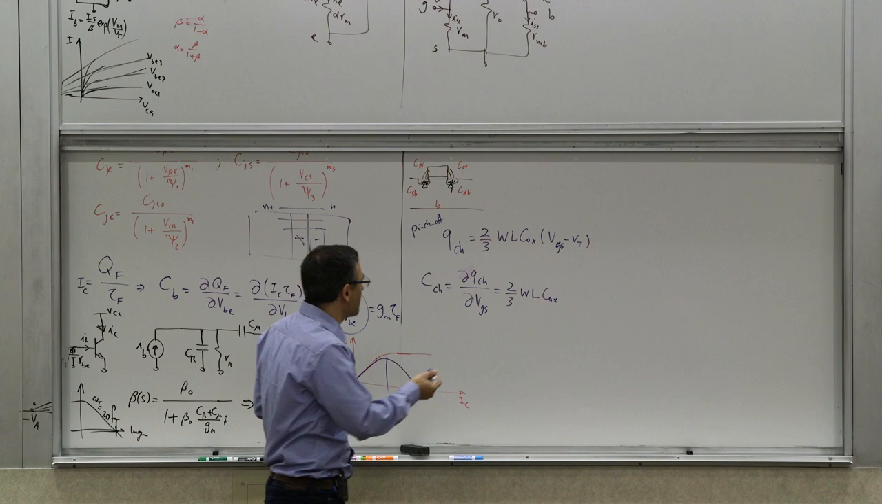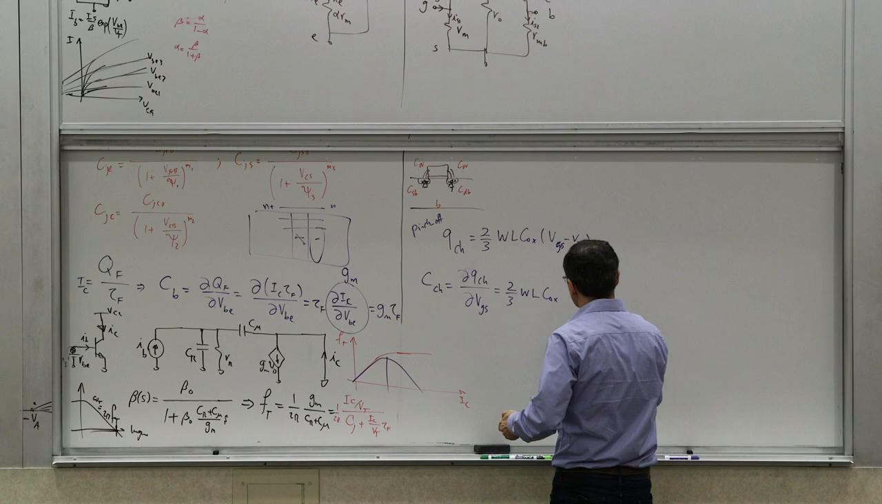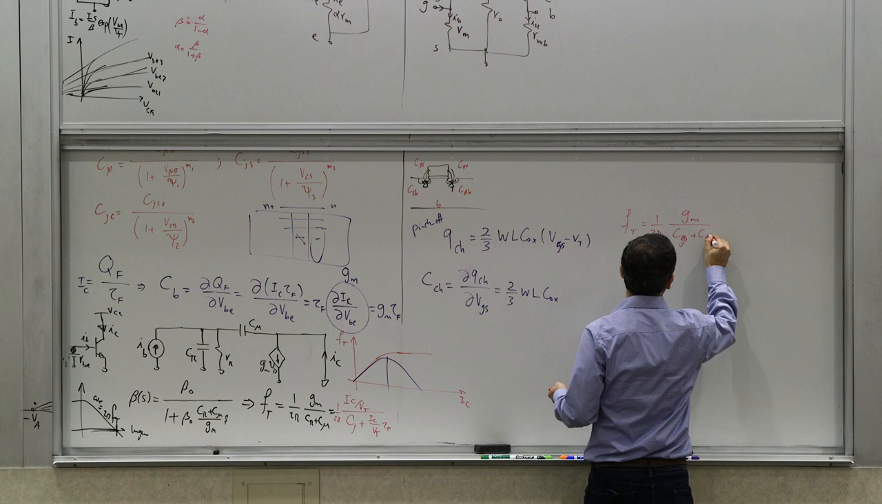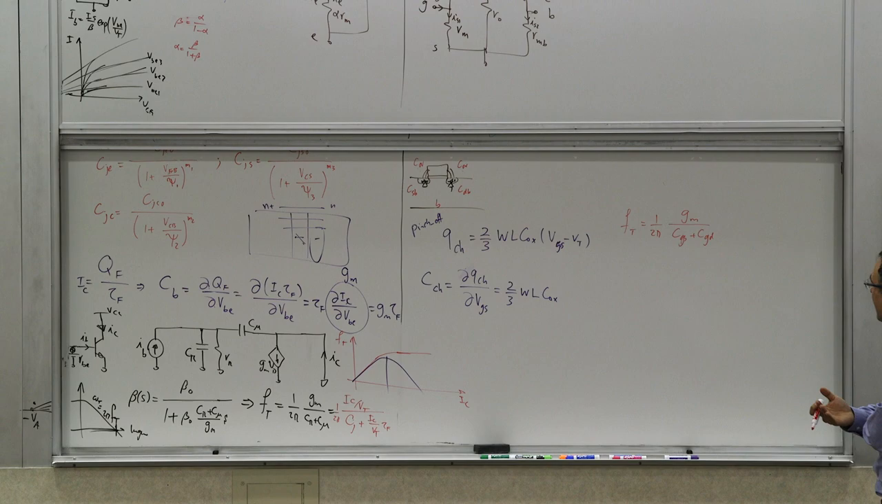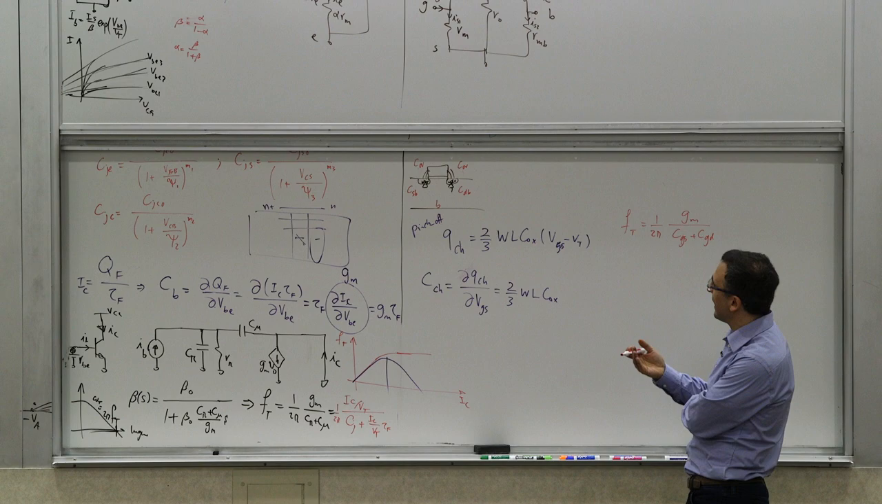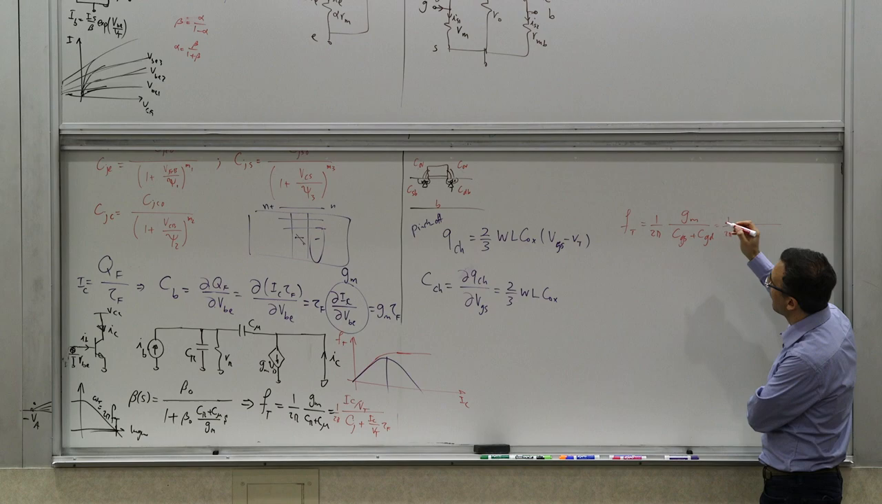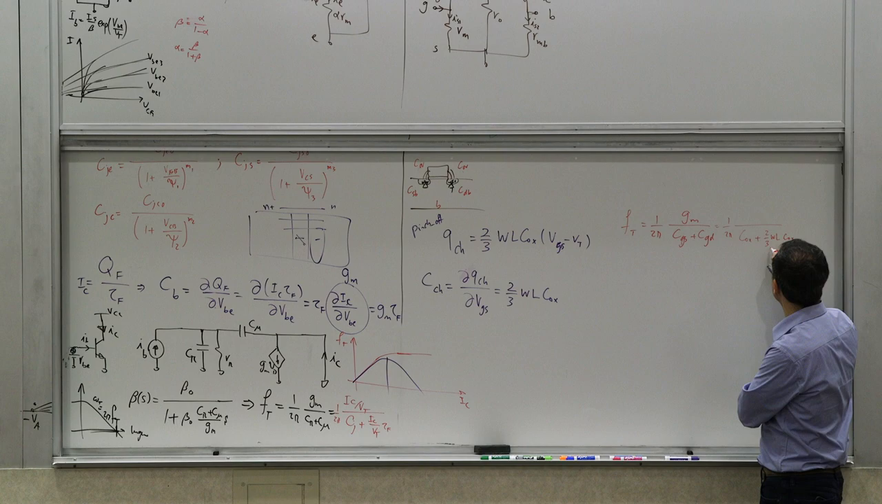Now, a similar expression exists for a MOSFET. For a MOSFET, FT would be 1 over 2 pi, exactly similar. Since the models are similar, C pi we can call CGS plus CGD. And now the question is, what is the dependence of these parameters on the voltages or currents? If you have no velocity saturation, let's write this as 1 over 2 pi, you have some C overlap, plus this expression, 2/3 W L Cox, which can be dominant.